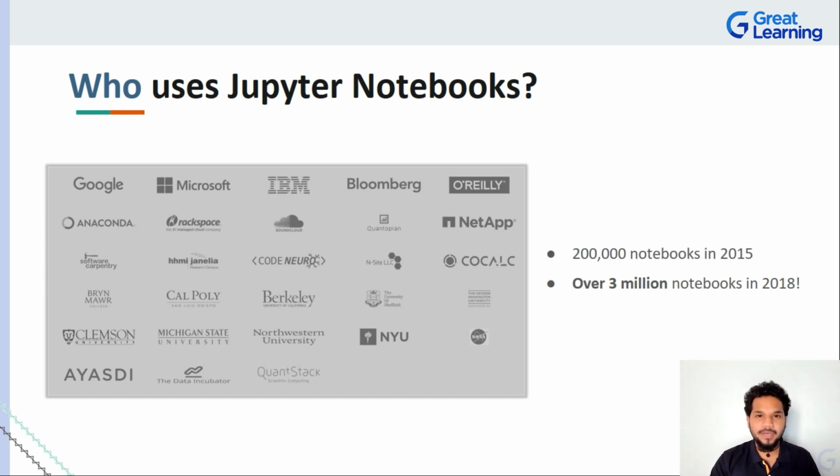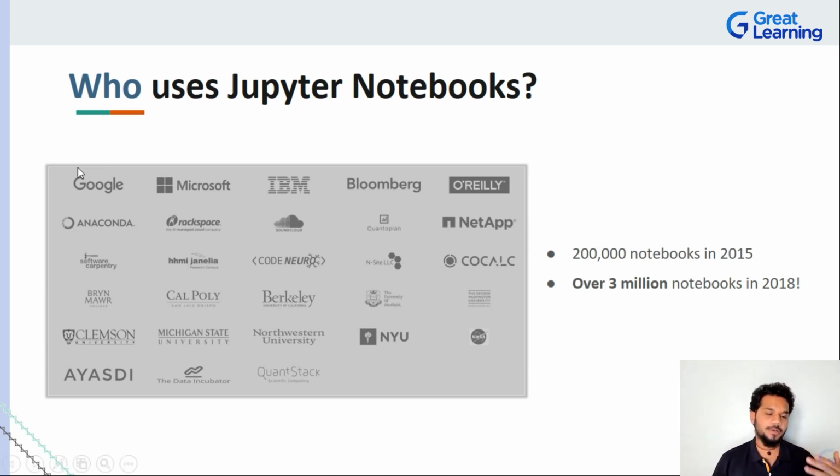Right from 2015, which was 6 years ago, to 2018, there was such a huge spike, such a huge increase in the number of users that we're talking about. We have 3 million notebooks. In fact, 3 million notebooks were shared in the year 2018. If you're thinking about 2021, I definitely would believe that this number has doubled or tripled. We are talking about it in the millions. That's how popular it is.